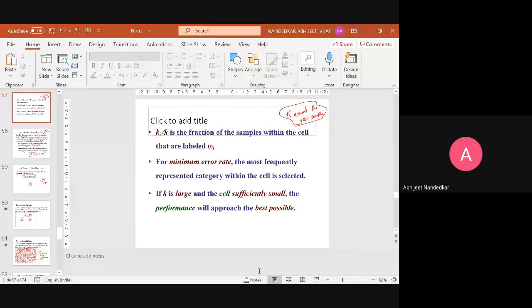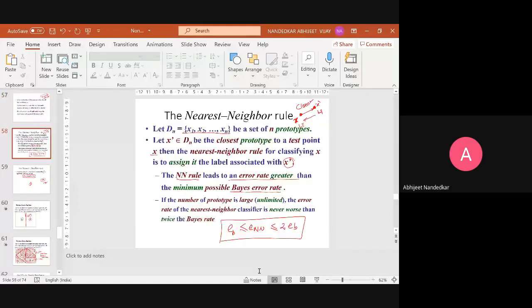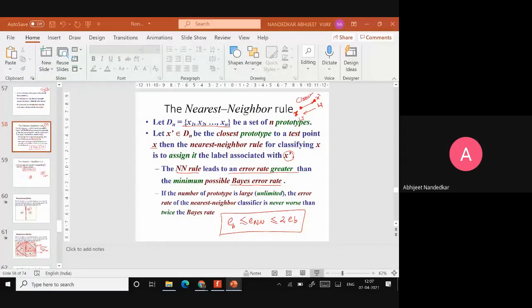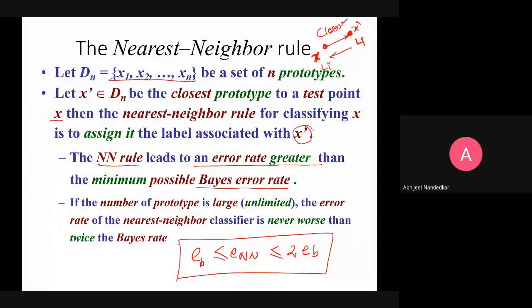So let us start. In last class, we have seen the nearest neighbor rule to make the classification, and we take the help of nearest neighbors around the test sample to do the classification. So that is the technique.